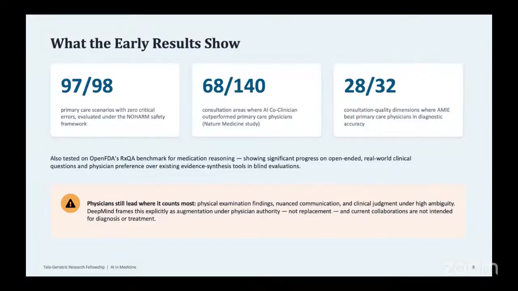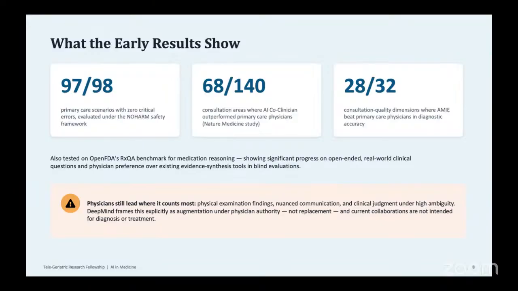Now, I want to be clear about this because it is the most important part of this section. Physicians still lead in three areas: physical examination findings, communication, and clinical judgment under high pressure. Exactly the messy, under-specified situations that don't show up cleanly in benchmarks.